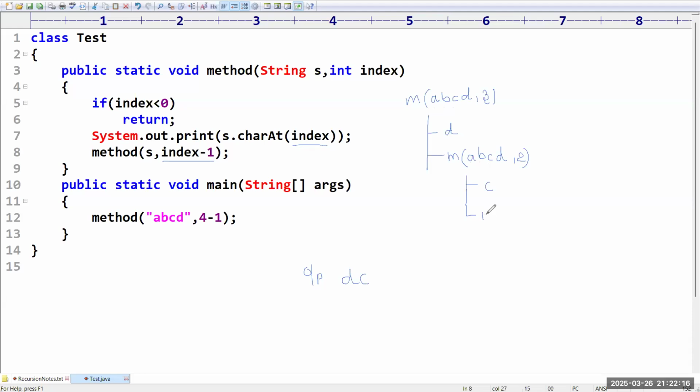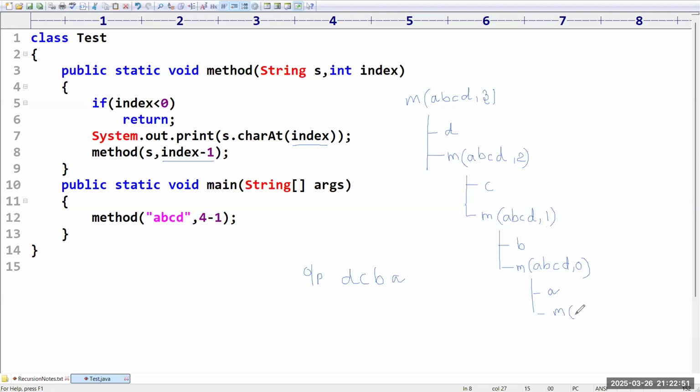Now what will happen? We are going to call another method by passing the same ABCD as the input, and the next parameter is 1. One more time it is going to run. The character present at first location will print. After that, we call again by passing ABCD and the index value becomes 0. Is it less than 0? No. Then again it will print the character A.